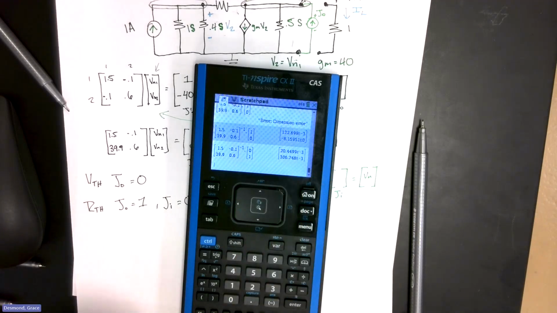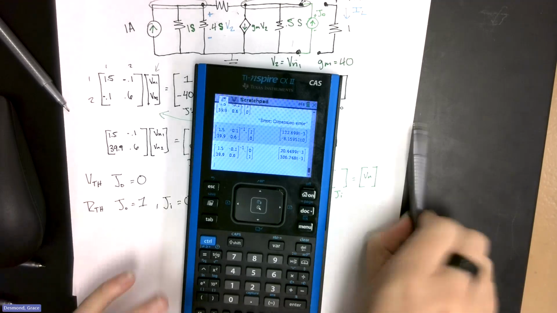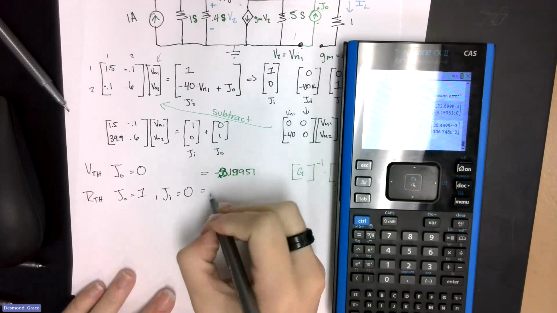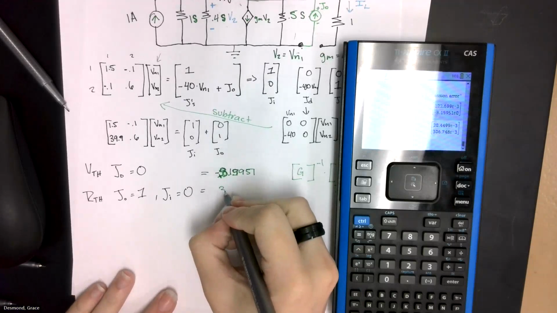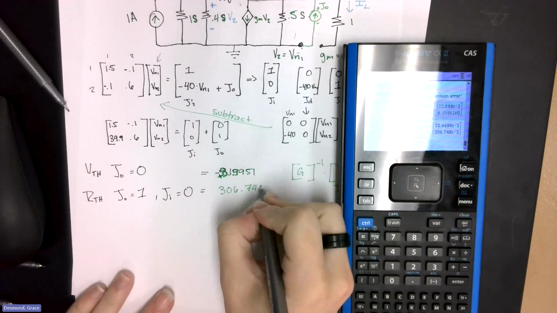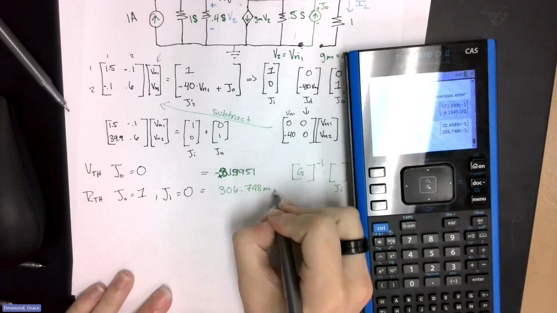And which value are we going to use for our R Thevenins? We're still going to use VN2, because we're still looking at VN2. We're looking at the same place, so we're going to use the exact same value. So now our R Thevenins is going to be 306.748 milliohms.